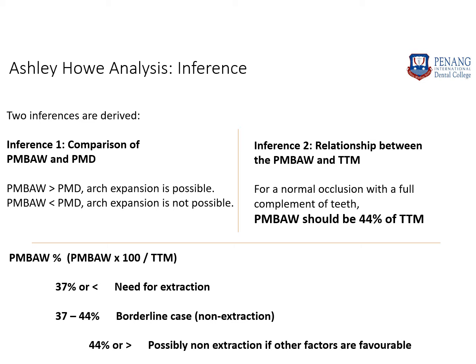There is something called percentage analysis wherein you calculate the PMBAW times 100 divided by the tooth material, which will give you the percentage ratio. If the percentage is around 37% or lesser, you can deduce that there is need for extraction. If it is anywhere between 37 to 44%, it's a borderline case or a non-extraction case. And if it is more than 44%, possibly non-extraction if other local factors are favorable.